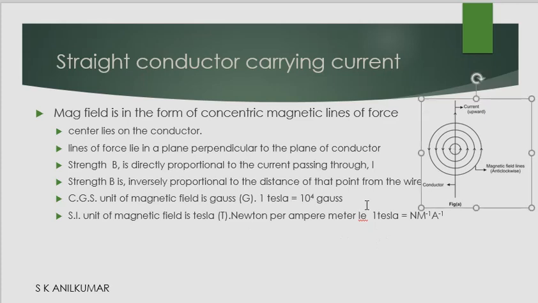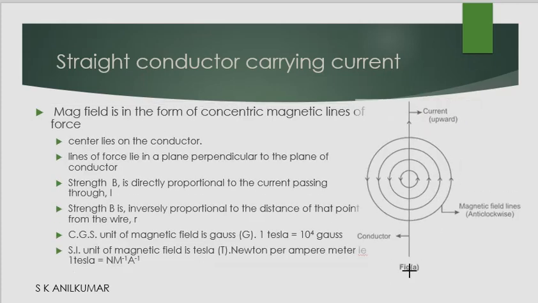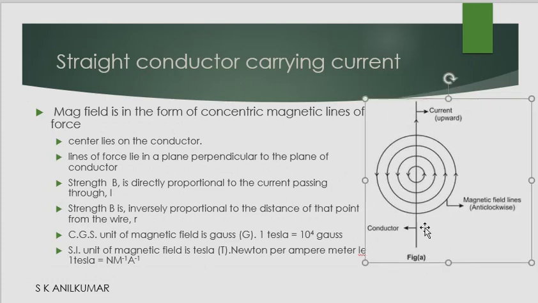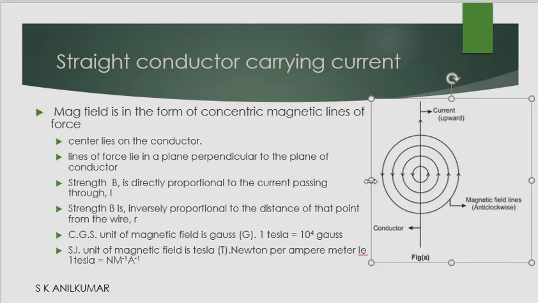What is a straight line conducting wire? Now, when current is passed through a straight conductor, magnetic fields like this are caused. The magnetic field is in the form of concentric magnetic lines of force. The center of those lines lies on the conductor.